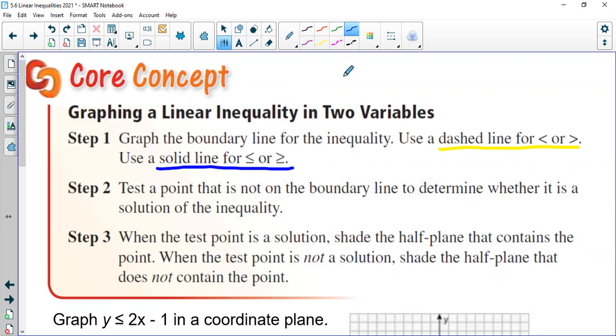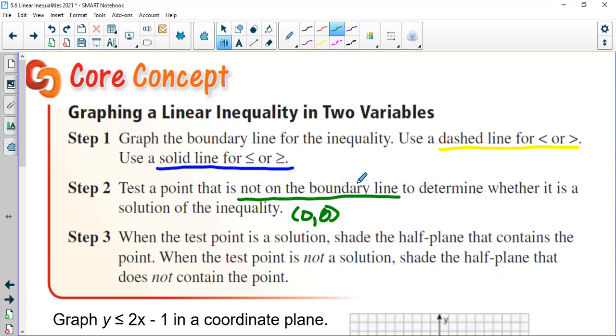Then we're going to test a point that's not on the boundary line. And we do need to make sure that the test point is not on the boundary line. My favorite point to test is 0, 0 if it's not on the boundary line. If it is on the boundary line, then I pick a new point or a different point. So it has to be a point not on the boundary line.